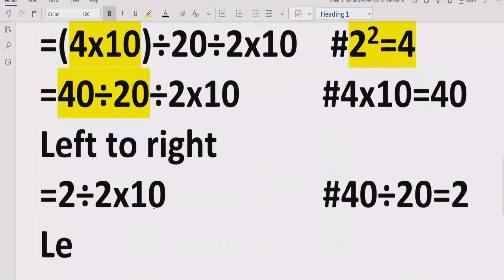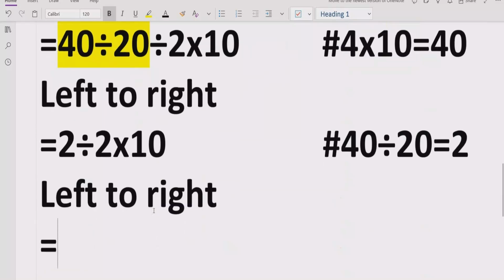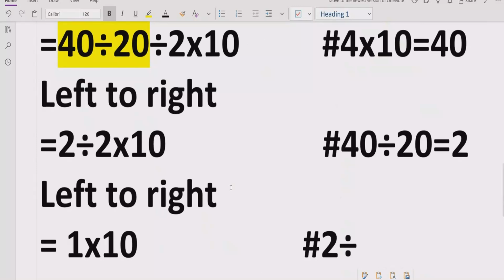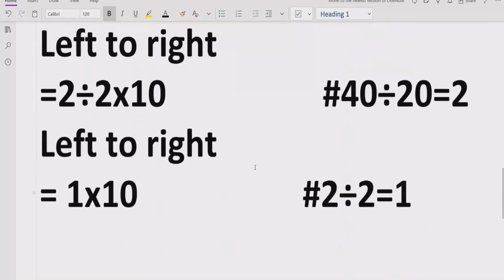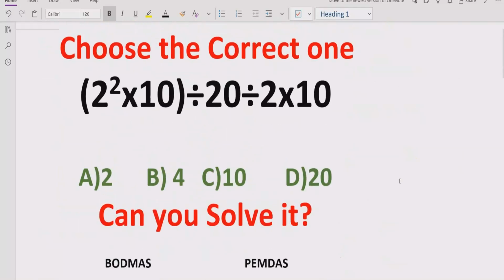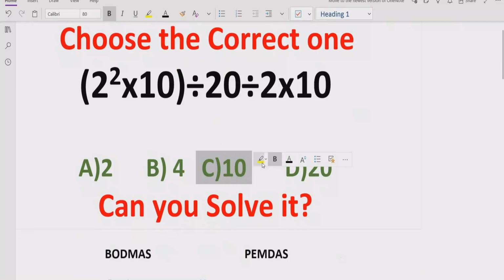Now again, we have to go left to right in this expression and find out which is coming first. 2 divided by 2 is 1, multiplied by 10. And here we give the reference: 2 divided by 2 equals 1. Now we have two terms which are multiplying each other, so we multiply these two terms and the answer is 10. So the answer of the given expression is 10. If you see, answer C is the correct answer of this expression.